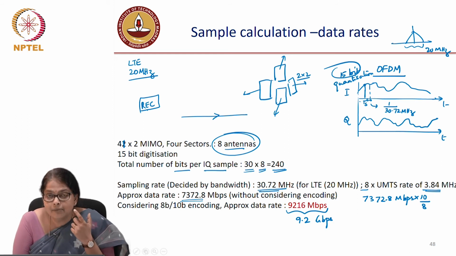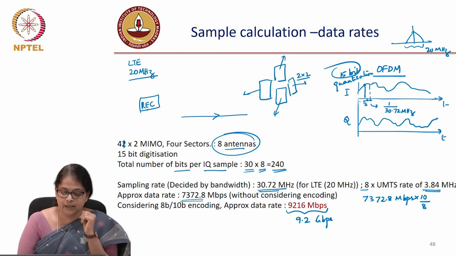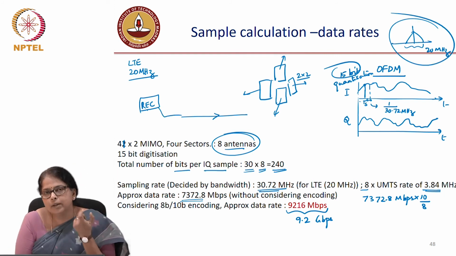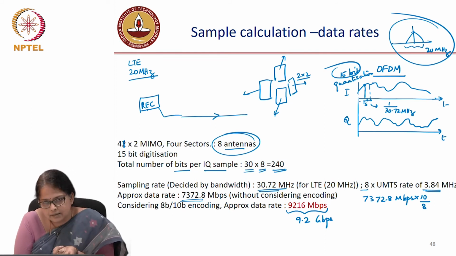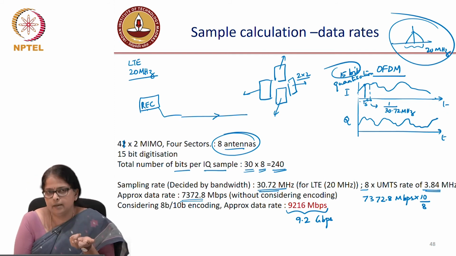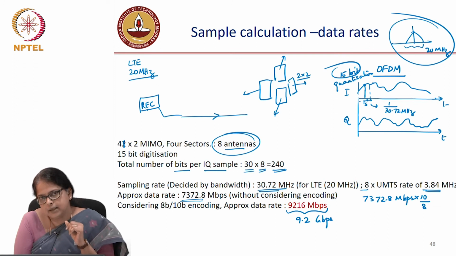This is a very, very large data rate, considering the fact that you are transmitting only 20 megahertz worth of bandwidth. To transmit 20 megahertz worth of bandwidth, the CPRI standards, this calculation is based on CPRI standards, require us to have a transmitter which is capable of doing an optical transmission of approximately 10 gigabits per second.